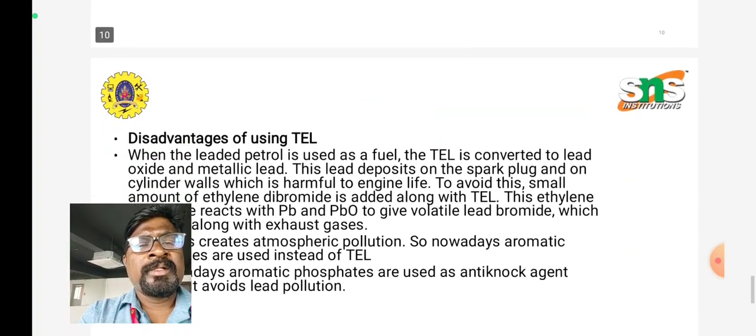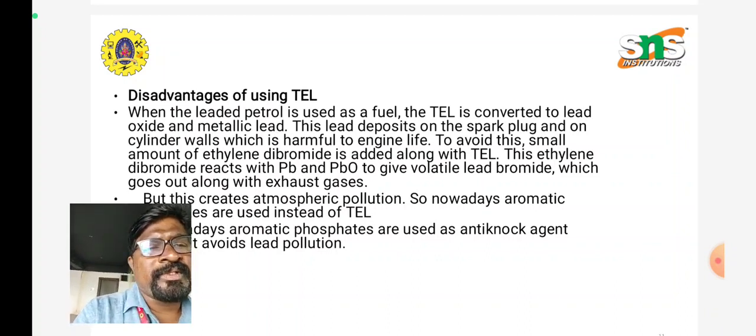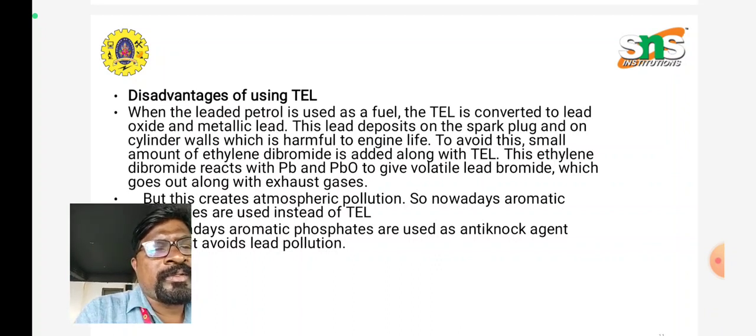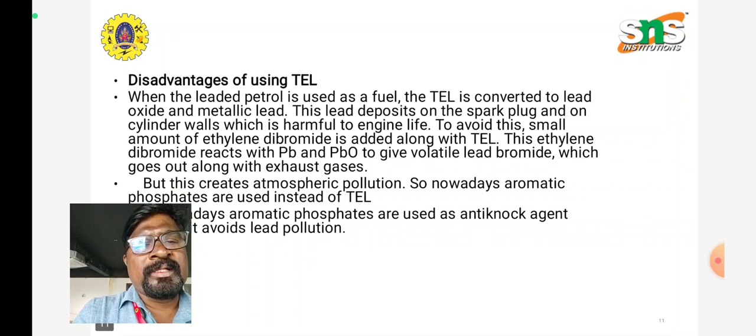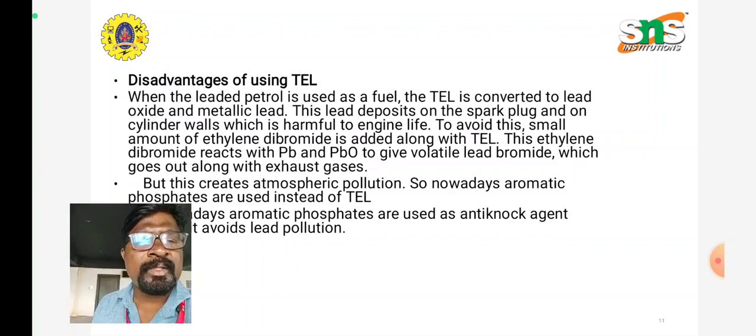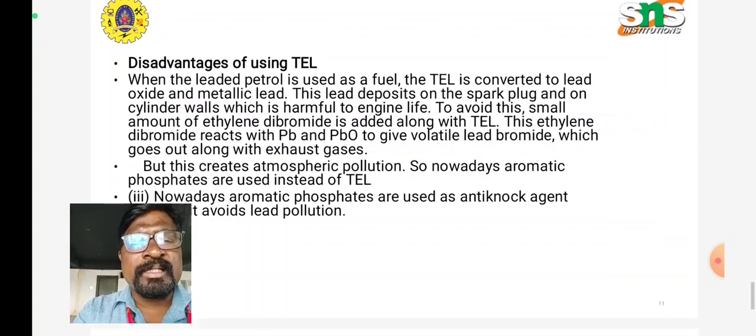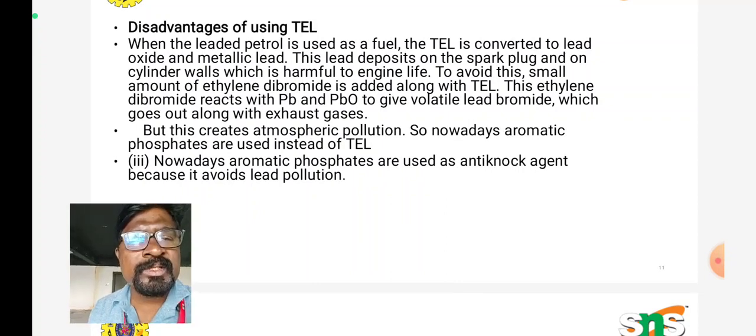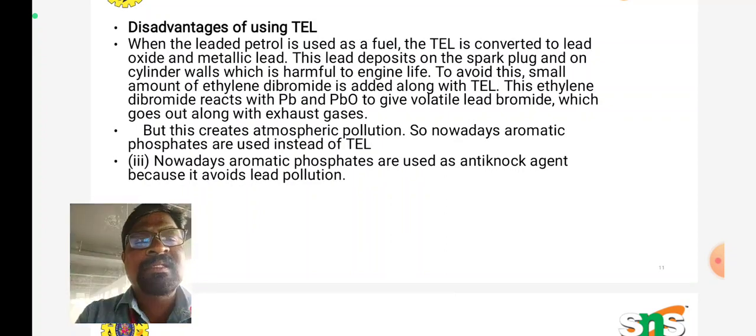And to say the disadvantages of using TEL, when the leaded petrol is used as a fuel, TEL is converted to lead oxide and metal oxide. This lead deposits on the spark plug and on the walls, which is harmful to the engine life. To avoid this, a small amount of ethyl dibromide is added along with TEL. This ethyl dibromide reacts with Pb and PbO to give a volatile lead bromide, which goes out along with the exhaust gas. But this is atmospheric pollution, so nowadays aromatic phosphates are used instead of TEL. Nowadays aromatic phosphates are used as anti-knock agents because they avoid lead pollution.